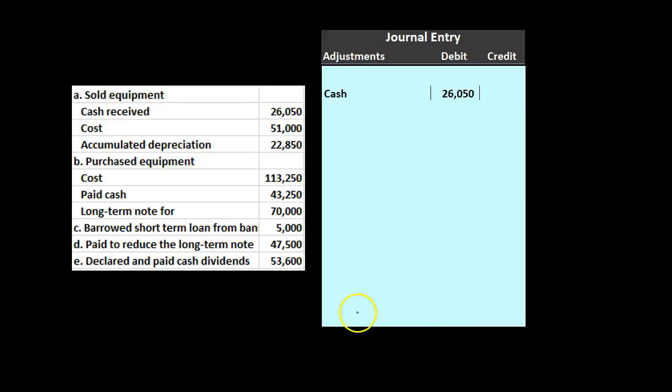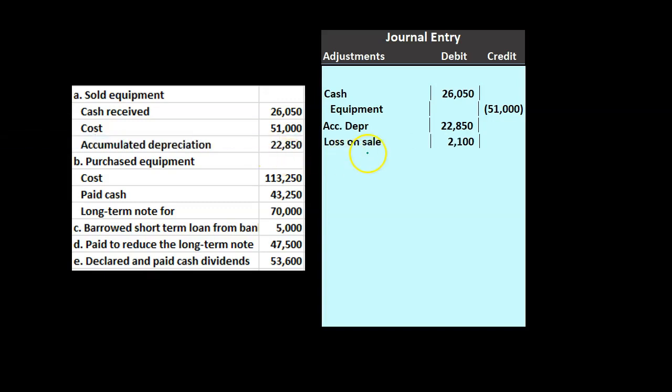Now, if we look at the added data, again, we're going to look at those journal entries related to the equipment. So we had the sale of equipment, $26,050, the equipment cost, $51, the depreciation, $22,500. This is the journal entry that would be related to it. And again, in real life, we would look at the GL, find this transaction, and then possibly pull out the paperwork related to it if we needed to.